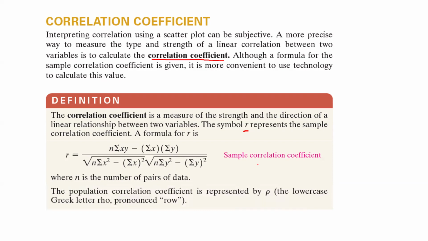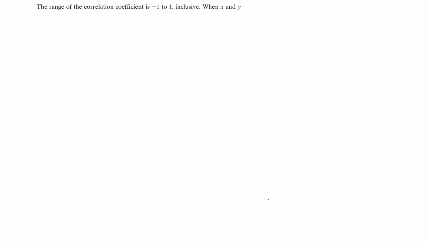The population correlation coefficient is represented by lowercase Greek letter rho. So when you see rho, it means that you're working with population correlation coefficient. The range of the correlation coefficient is -1 to 1 inclusive. It means that it can be 1 or -1.